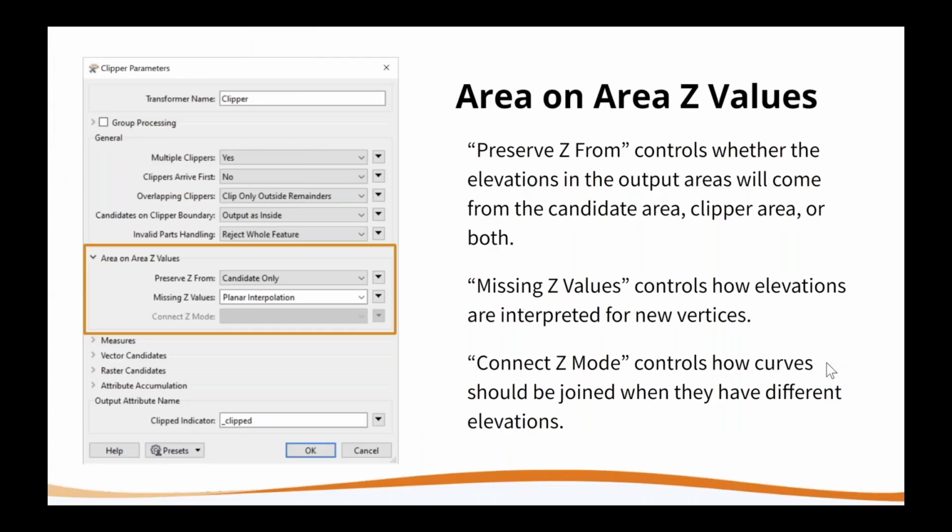All right, next up on our driving tour is a group of parameters called the area on area Z values. And these parameters let you control which elevations are used when clipping areas with areas. So the first parameter, preserve Z from, controls whether the elevations in the output areas will come from the candidate area, the clipper area, or both. The second parameter, missing Z values, controls how elevations are interpreted for new vertices that may be introduced during clipping. And the third parameter, connect Z mode, controls how curves should be joined when they have different elevations at the place that they join.